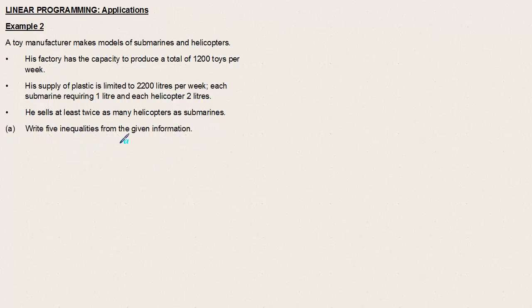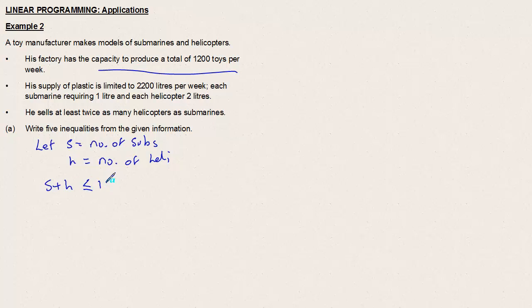We want to write 5 inequalities from the given information, so our first step is to define our variables. So if we let S be the number of subs and H be equal to the number of helicopters, then from here we can see that S plus H has to be less than or equal to 1,200. The total number of toys made can be 1,200 or less.